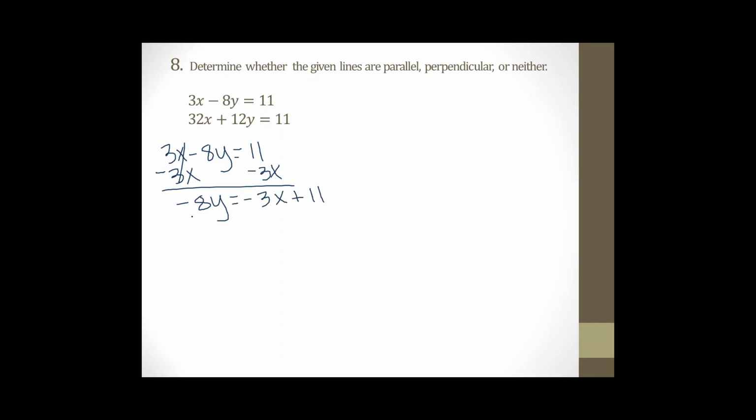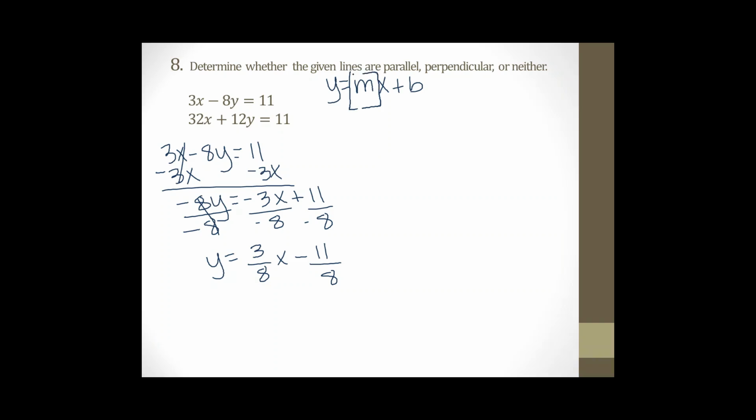And then we want to isolate y, get y by itself. So we'll divide everything by negative 8. So y equals negative divided by negative is a positive 3 over 8 x. And then a positive divided by a negative would be negative 11 over 8. So the information that we need is the slope, which in this case would be m, because remember, slope-intercept form, y equals mx plus b. We want to look at this coefficient of the x. So the slope for our first equation is 3 over 8.